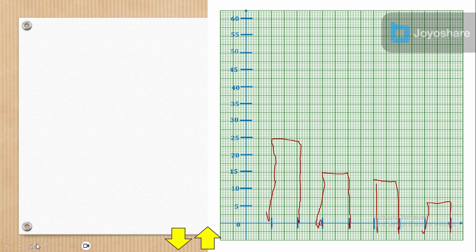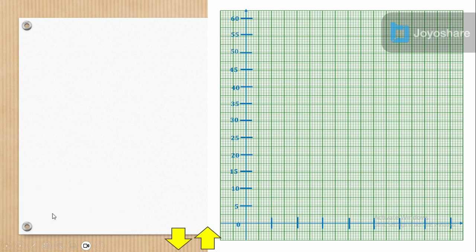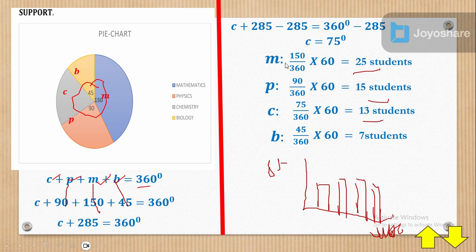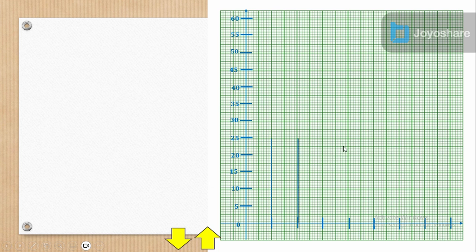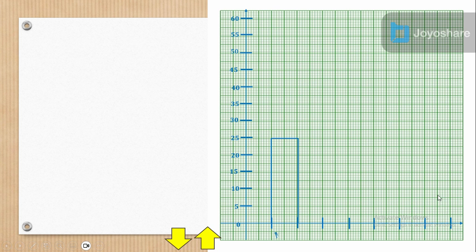Let's go there and see the real science. Let's see. Now first we go up to 25. You see that here in mathematics we have 25, so that's what you are plotting. You skip a space here, then you draw in front. That's our 25. Now next we have 15. You see that I've gone up to 15. Close it there like that.